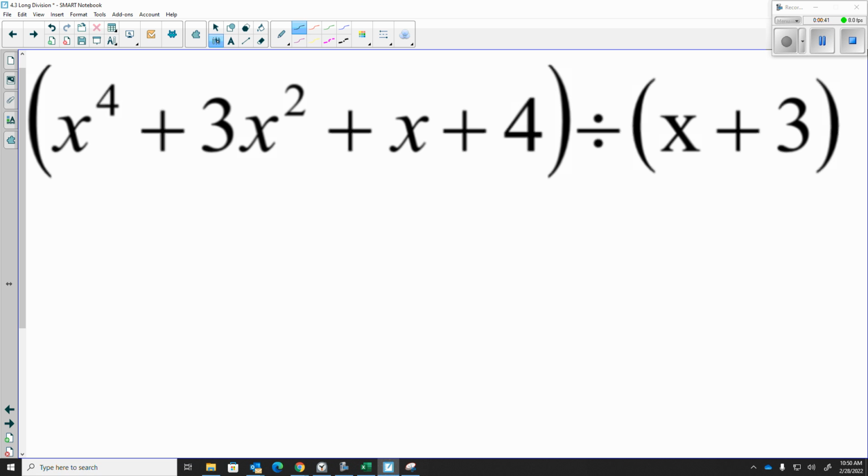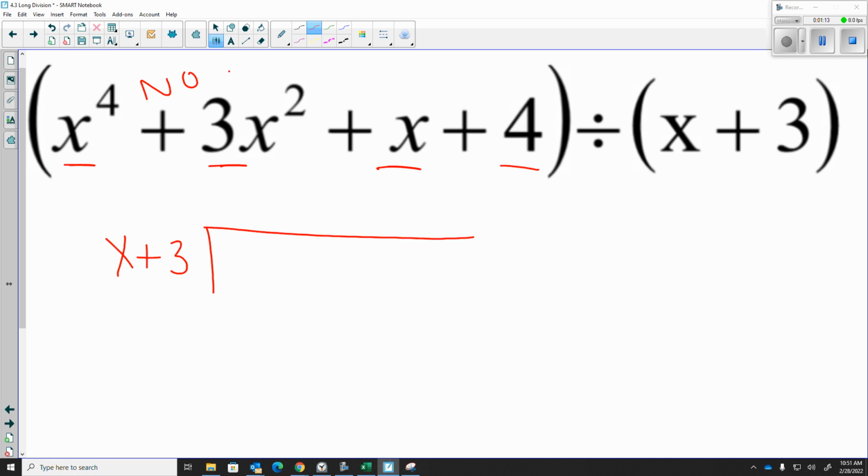I'm going to take the thing I'm dividing by, x plus 3. Write that here. And then I have my long division symbol, which again, you probably haven't seen since way back in the day, but that's all right. And then here's how I got to write this other part. If you're looking at this, do you notice anything missing? Cubed. I got x to the 4th, I got x squared, I got x, but I don't have an x cubed. It is missing x cubed.